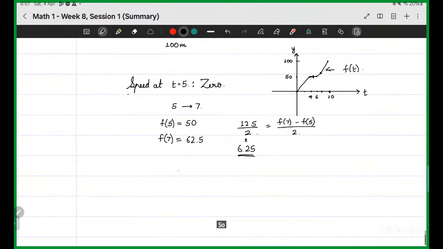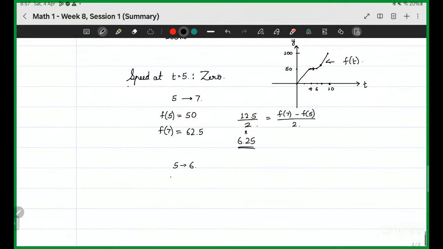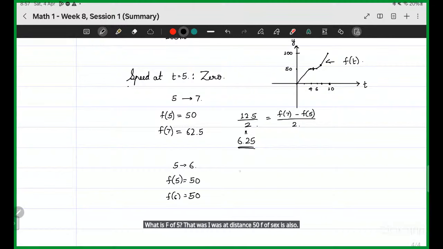So I take a smaller interval. I just look at 5 to 6. What is f of 5? I was at distance 50. f of 6 is also 50. So what is the average speed? 50 minus 50 by 1. So here you get the average speed equal to 0 itself. But still, this in general may not be indicative of what instantaneous speed is.